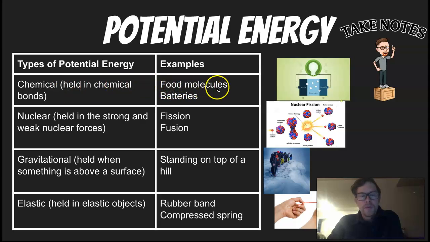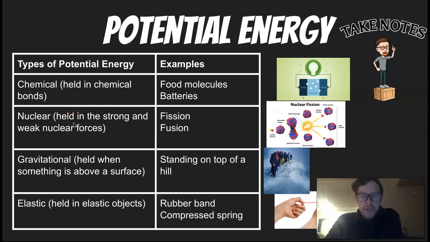So examples would be food, right? Your food is made up of these molecules that in the process of digestion, you break the bonds and that releases energy that your body uses. Another good example of chemical potential energy is a battery. So a battery is where there is potential stored because certain ions are in certain places, creating a way for electrons to start flowing. A second major category of potential energy is nuclear energy.